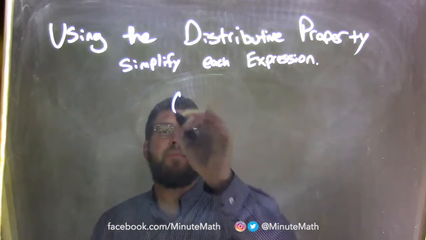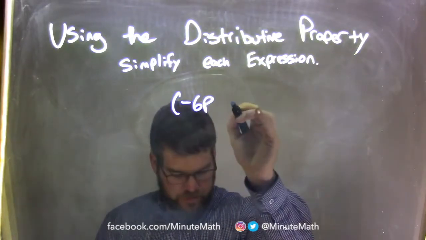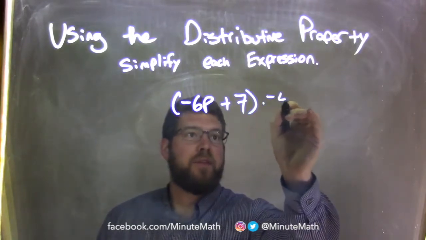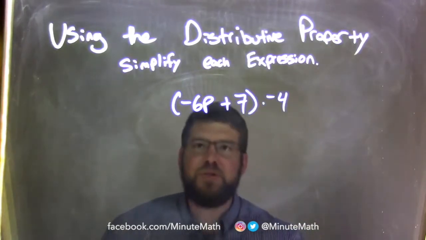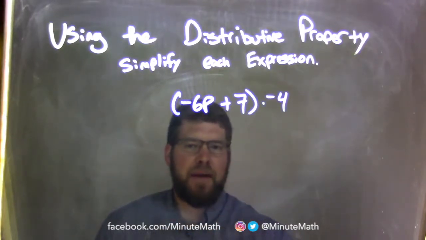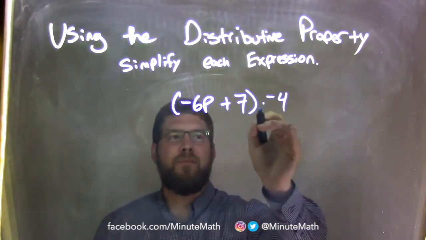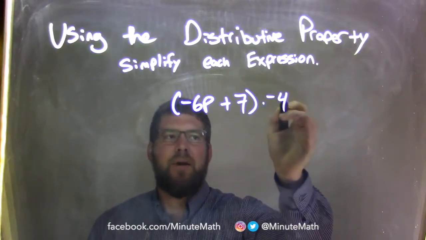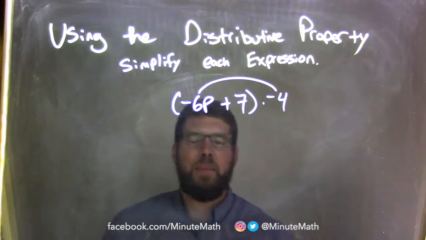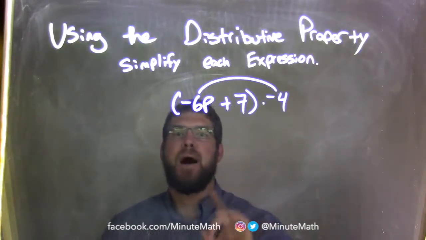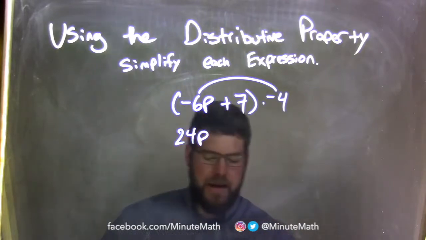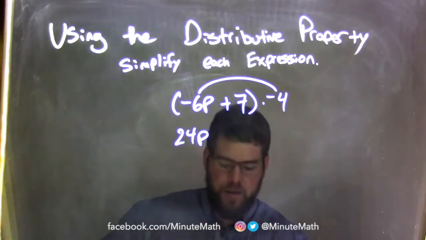Negative 6p plus 7 times a negative 4. We wanted to simplify that. Well, again, inside the parentheses, they're not like terms, cannot combine them. We have multiplication on the outside, and we have negative 4. So let's distribute the negative 4. Negative 4 times negative 6p is a positive 24p. Two negatives make it positive, right? Two negatives make a positive here.